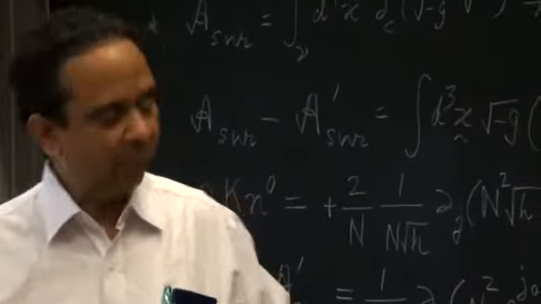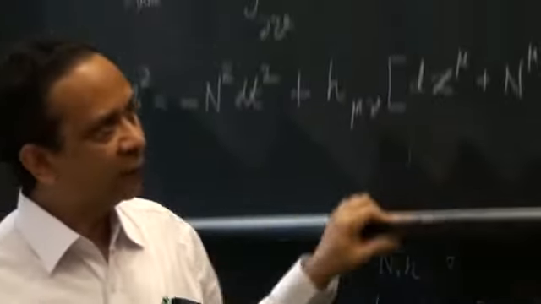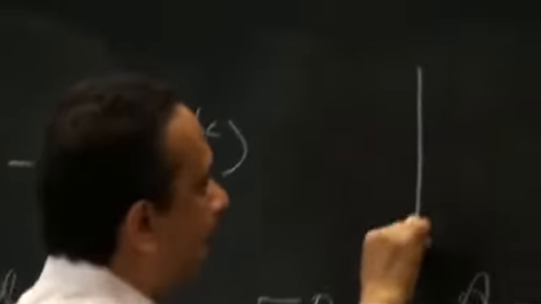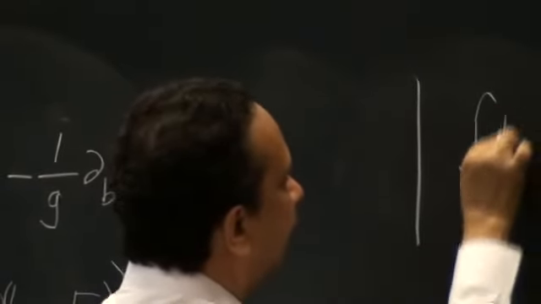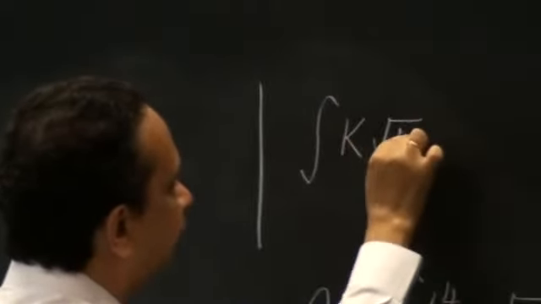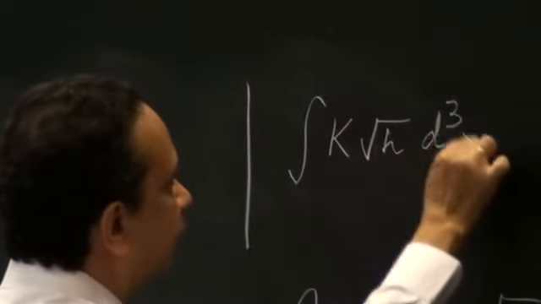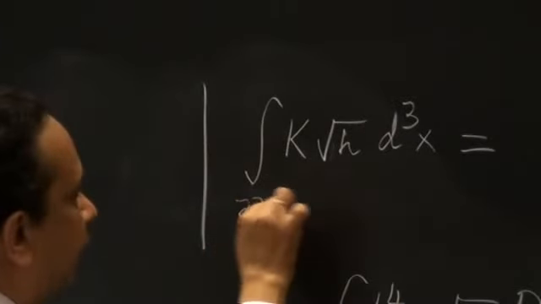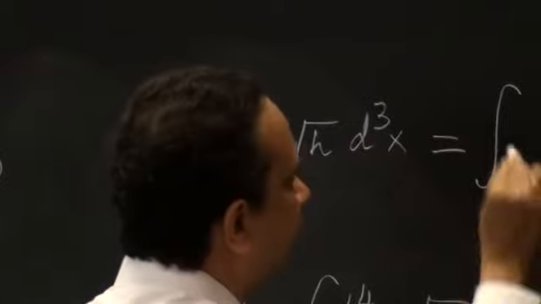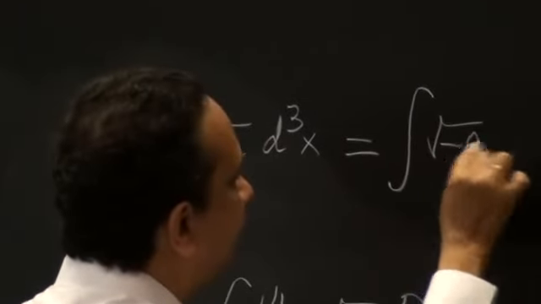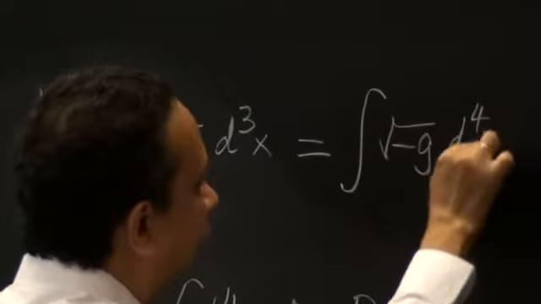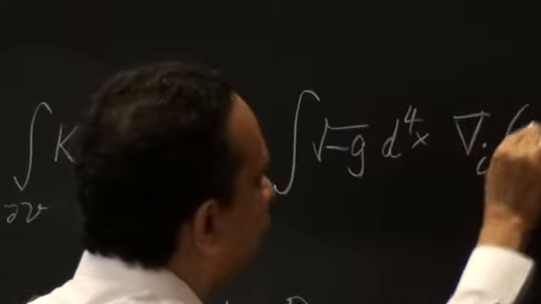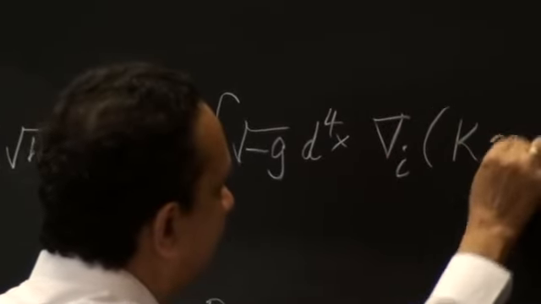Let me do it in a slightly different way. Suppose you look at this k root h and you write it in the following form. Let me use this part. So you have an integral k root h d3x, on a boundary delta V. I could have actually written it as integral root minus g d4x of d_i of k n^i.